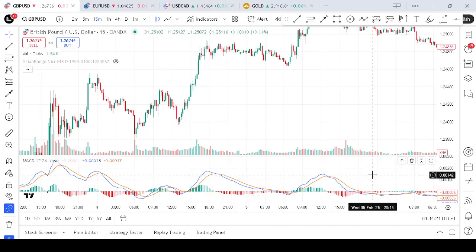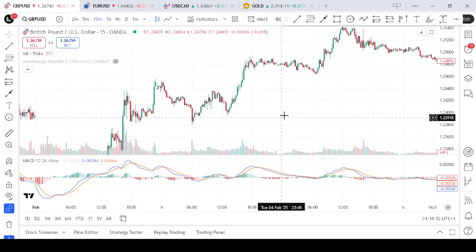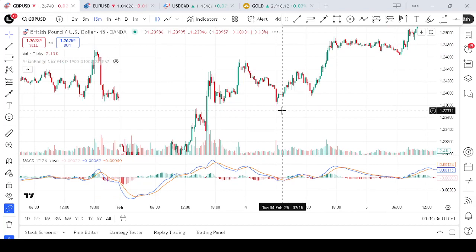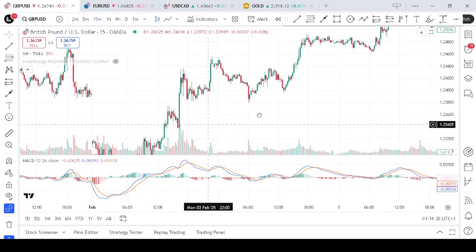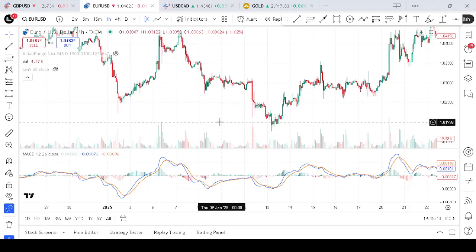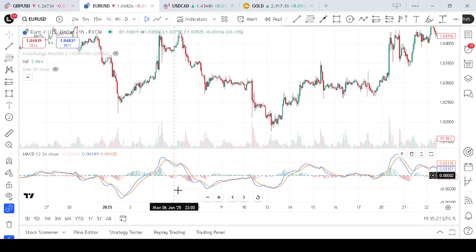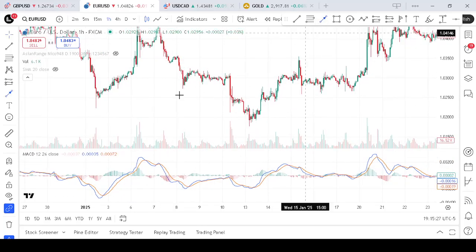One important concept to grasp is divergence, which occurs when the price of an asset moves in one direction and the MACD moves in the other direction. What does this mean? For a bullish divergence to happen, when price makes a series of lower lows, the MACD has to make a series of higher lows, signaling a potential reversal. Now let's look at an example.